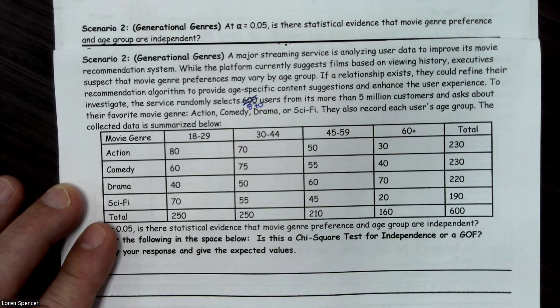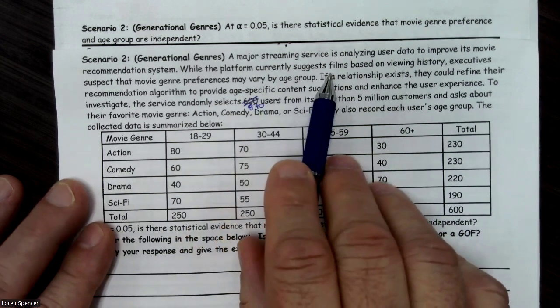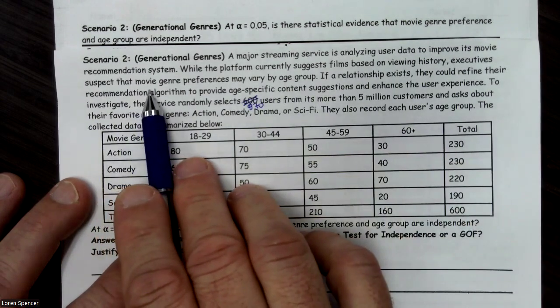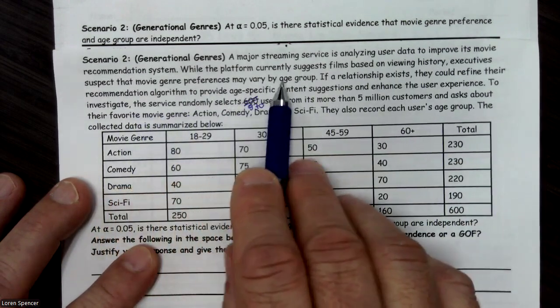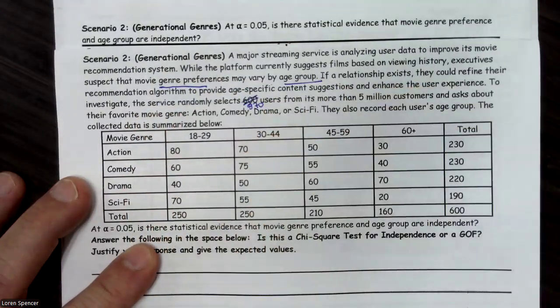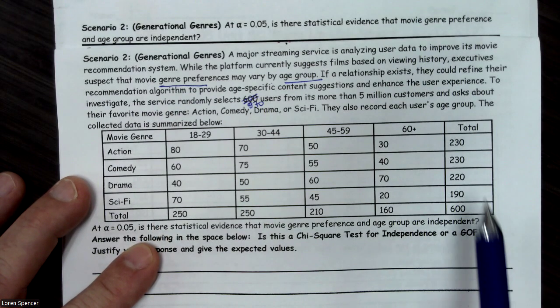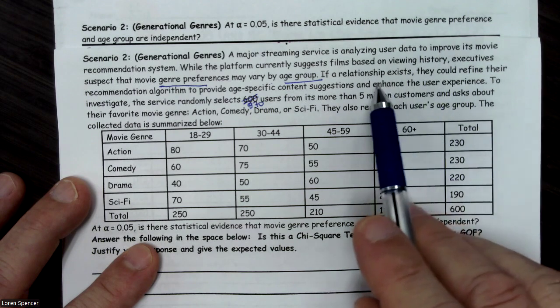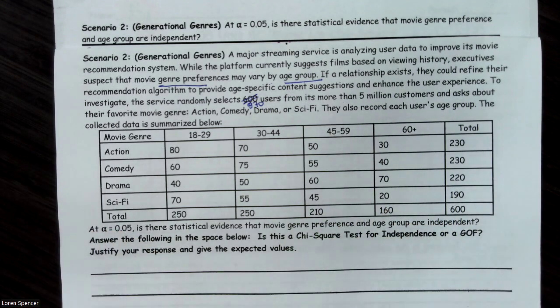A major streaming service is analyzing user data to improve its movie recommendation system. While the platform currently suggests films based on viewing history, executives suspect that movie genre preference may vary by age group. So we had genre and age group, and those were our two variables in our sample. If a relationship exists, they could refine the recommendation algorithm to provide age-specific content suggestions and enhance the user experience.